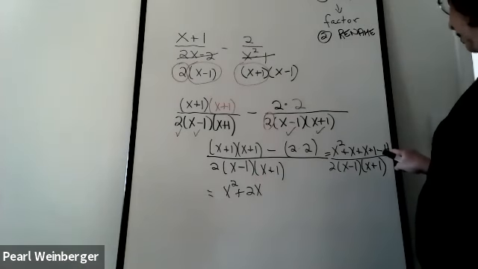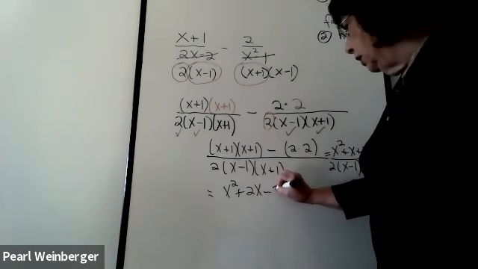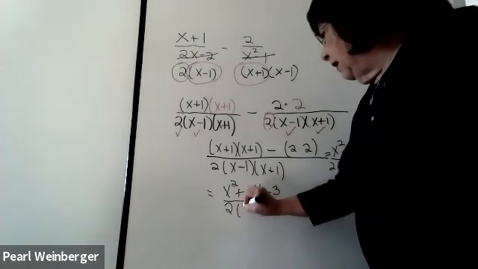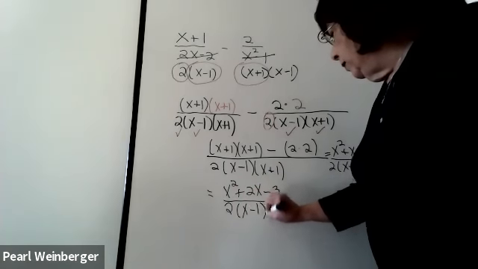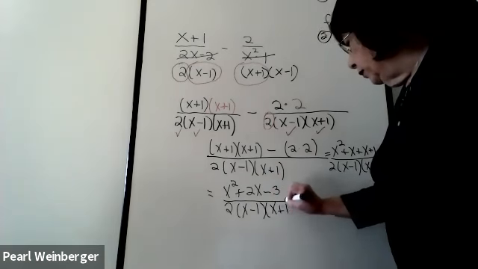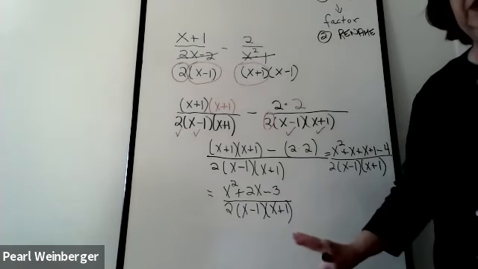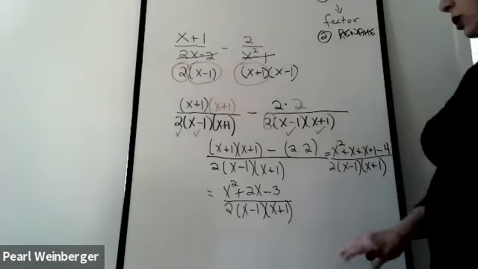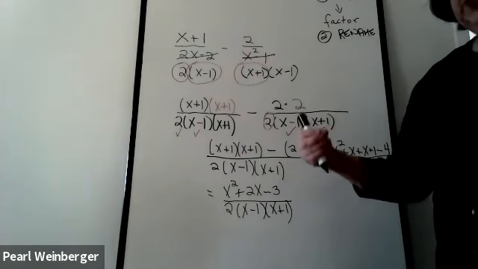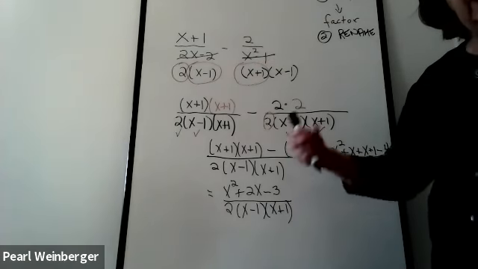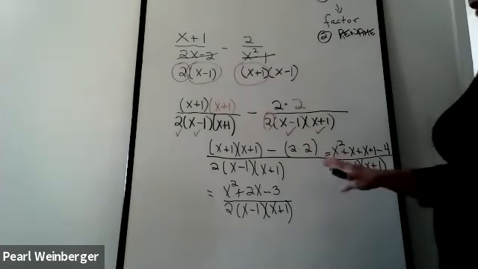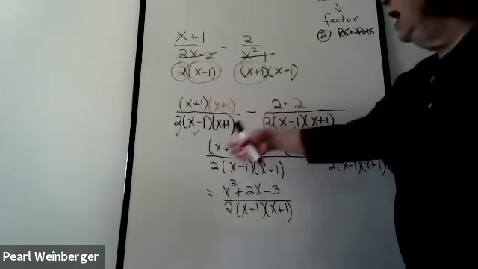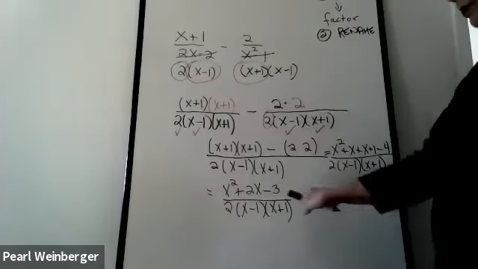And a plus 1 and a negative 4, which is minus 3. And that's all over 2 times x minus 1 times x plus 1. We have now completed all of the operation of the subtraction. But what we always like to do at the end is to see if we could factor. Why do we want to factor the numerator? Because we want to see, can we reduce this fraction?